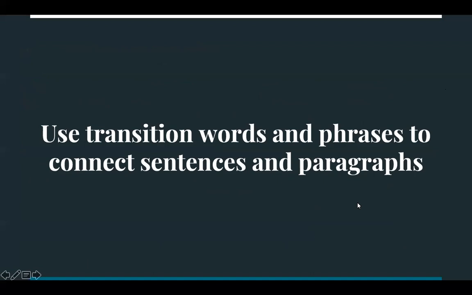So use transition words and phrases to connect sentences and paragraphs. Transition words are things like furthermore, in addition to, also. These are things that can easily allow you to connect your sentences and also paragraphs.